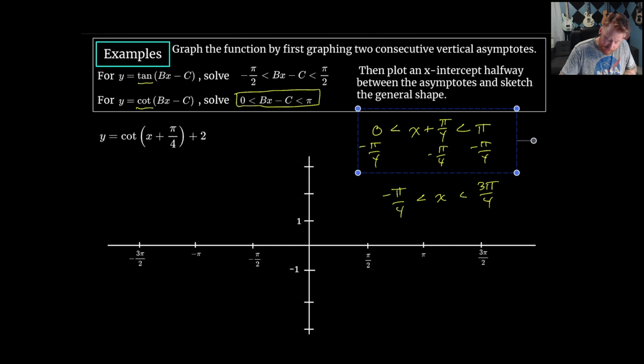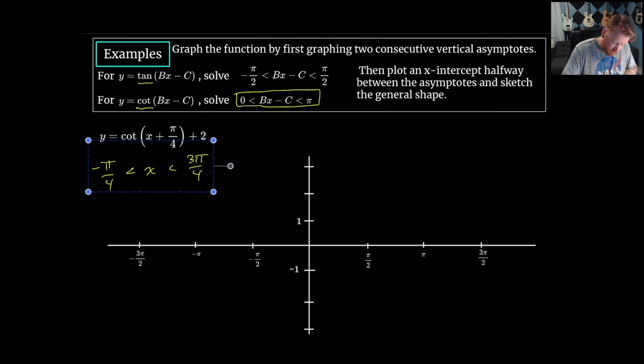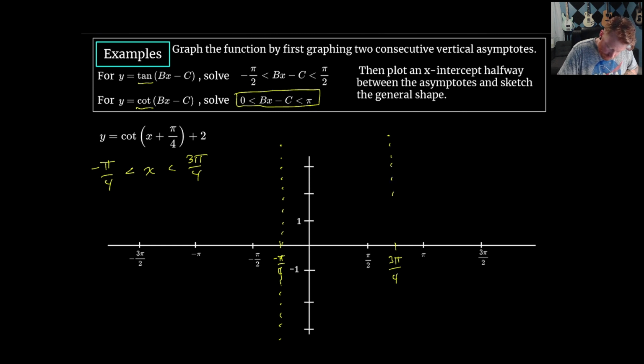Let me just erase this here and maybe move this over here. So this tells us where one full period will be. Between negative pi over 4, so here's negative pi over 4, we're going to have a vertical asymptote there. And we're going to have another one at 3 pi over 4, which is here. And I know that one full period should occur between those two values.